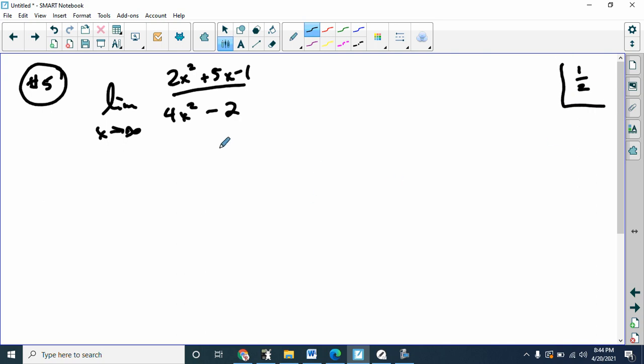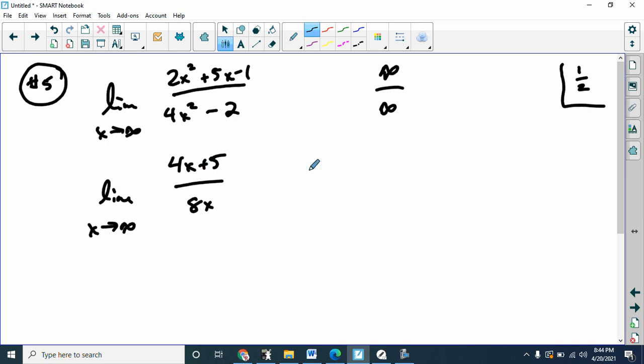But suppose you don't remember that. You can use L'Hopital's rule to evaluate this as well. Plugging in infinity, I've got infinity squared plus 5 times infinity minus 1, that's infinitely big. The bottom's infinitely big. So we've got infinity over infinity. We're going to use L'Hopital's rule. To do that, we're going to take the derivative of the top, 4x plus 5, and the derivative of the bottom, 8x.